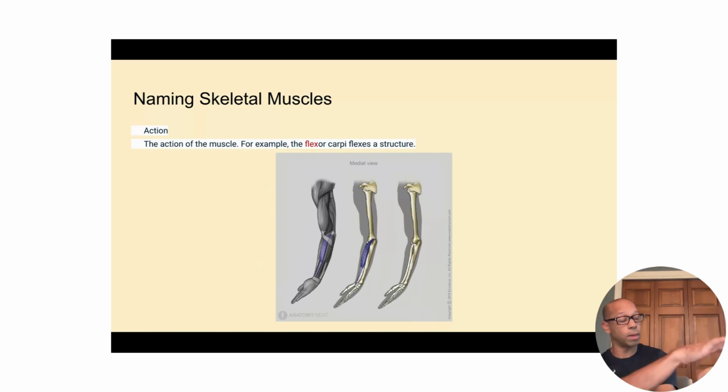So it brings my fingers closer to my forearm. My extensor carpi muscles would extend that wrist as well. So if you ever see flex, that means it's bringing two points closer together. Extend means it's bringing them away. Okay.